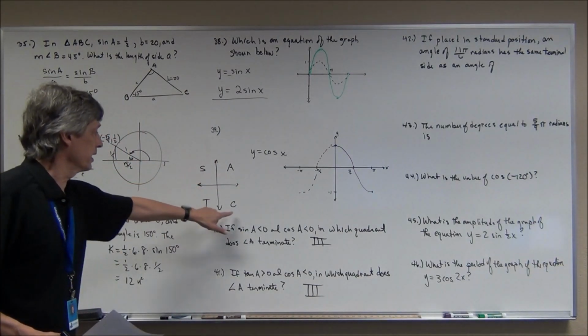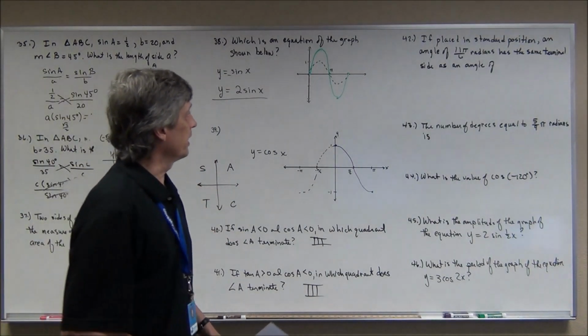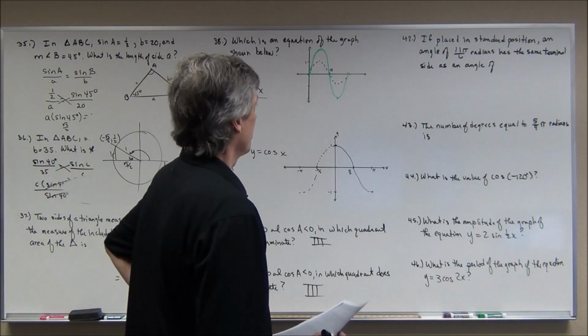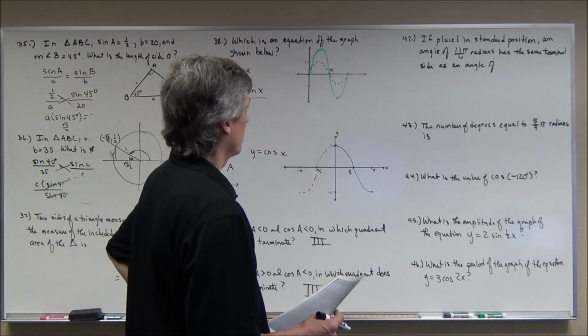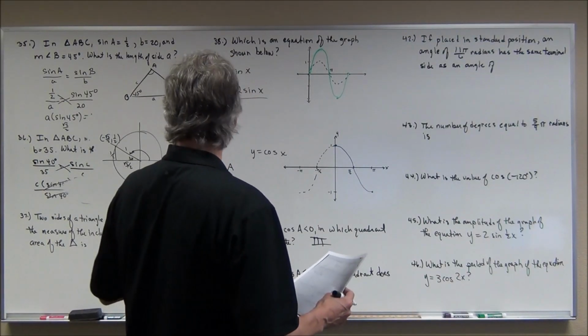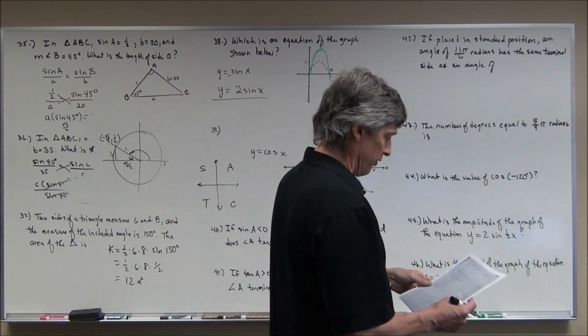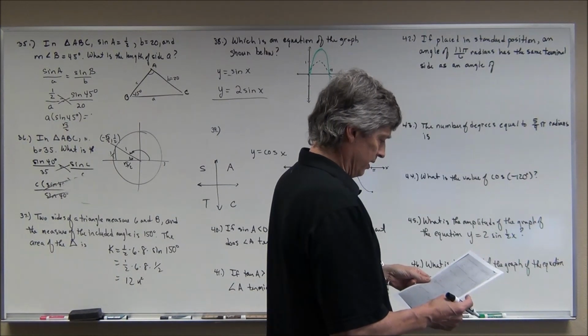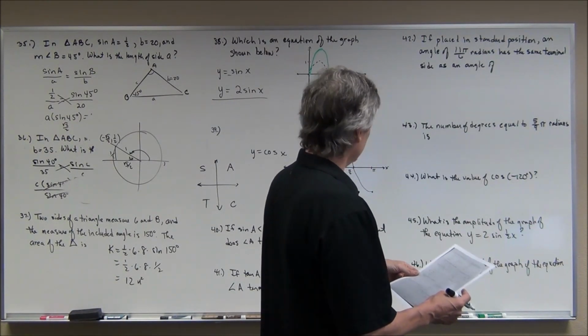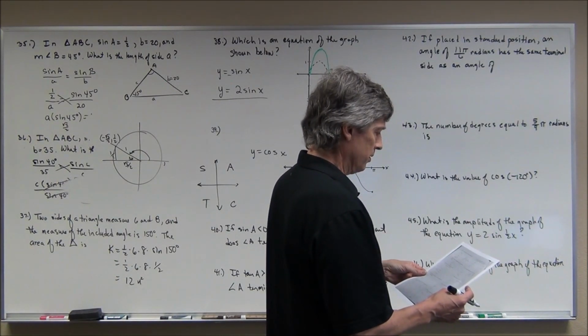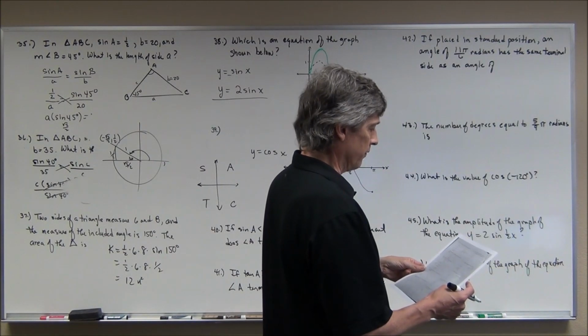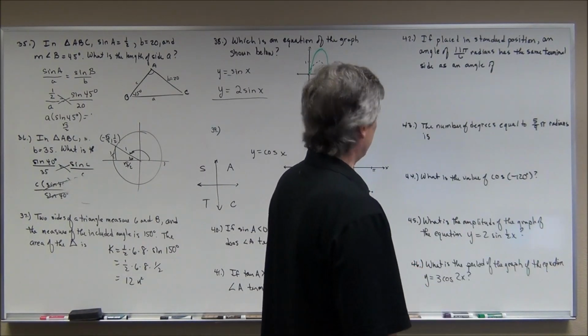All students take calculus. All right, if placed in standard position, an angle of 11 pi over 6 radians has the same terminal side as an angle of. We just had this in the previous video. Only they changed everything into degrees, but I think this time they left it in radians. This is number 42. Nope, son of a gun, they converted it back into degrees.